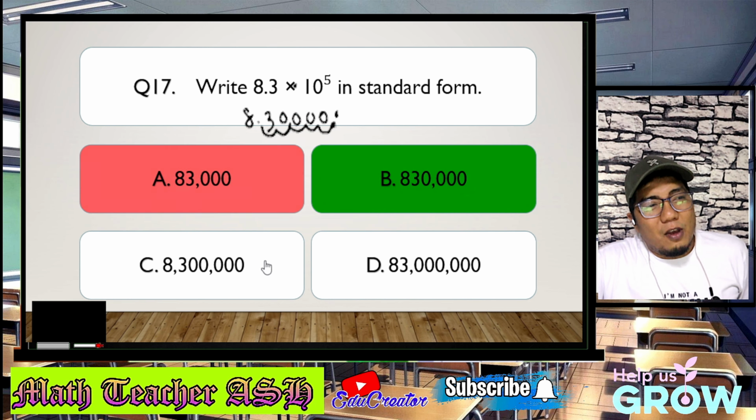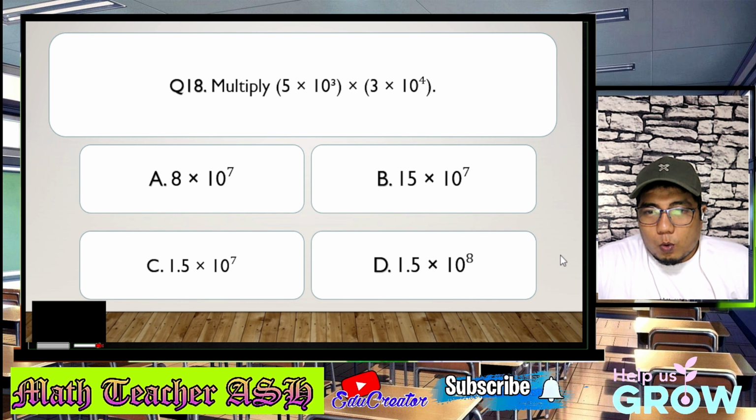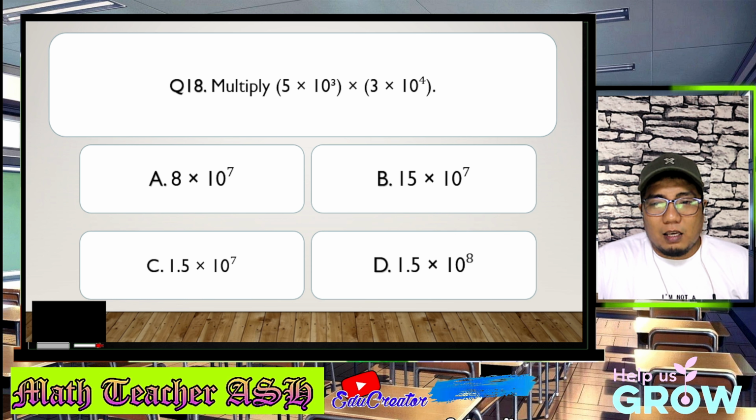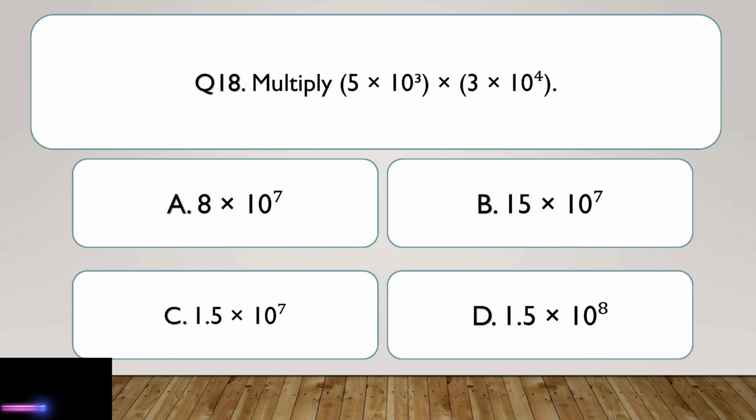Alright. Easy, right? Very easy, my dear math learners. So now let us go to question number 18. Multiply 5 times 10 to the 3rd power times the quantity 3 times 10 to the 4th power. Is it A, 8 times 10 to the 7th power, B, 15 times 10 to the 7th power, C, 1.5 times 10 to the 7th power, or D, 1.5 times 10 to the 8th power? I'll give you 5 seconds to think about your answer. 5, 4, 3, 2, 1.